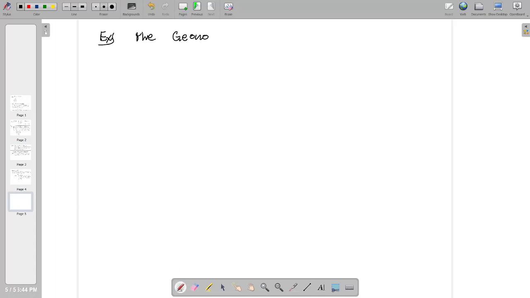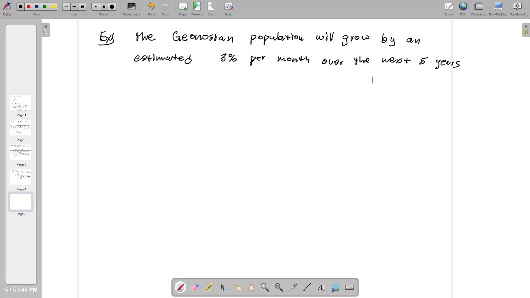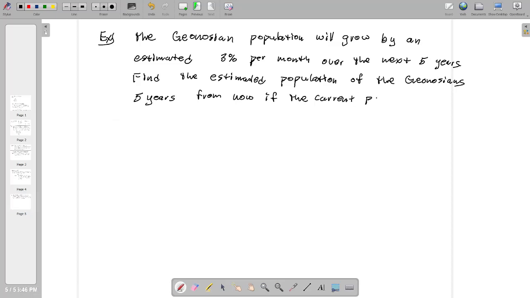Example. The Geonosian population will grow by an estimated 3% per month over the next 5 years. Find the estimated population growth of the Geonosians 5 years from now if the current population is 40. So here, remember, we have a population growth rate of 3%. So we're continuously adding that 3% every single moment.